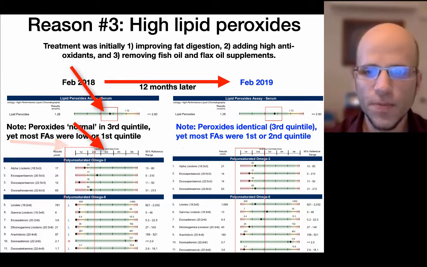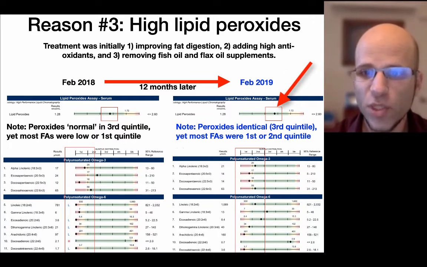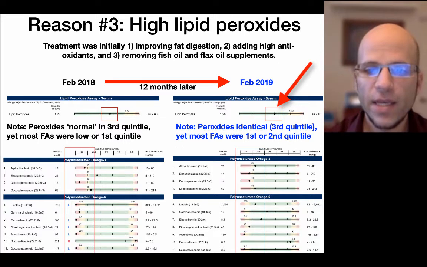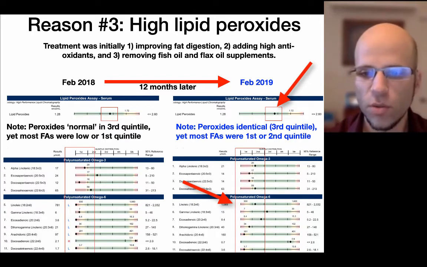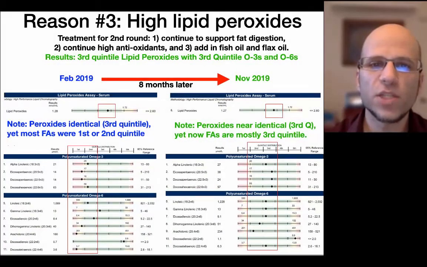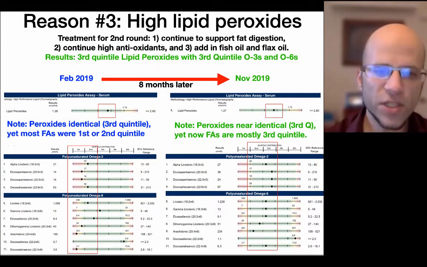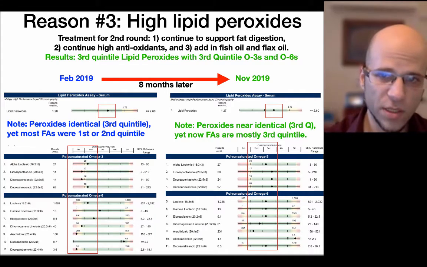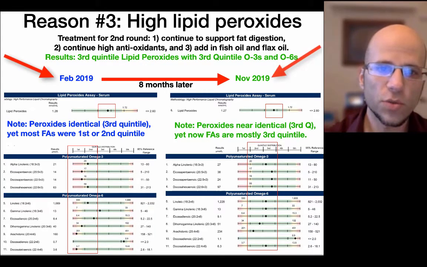So as you can see, 12 months later, his lipid peroxides are literally the same, 1.28. And his fatty acids have moved out of the low zone. They've all moved up by approximately 1 or so quintiles. Then we continued the treatment, and this is a comparison from February 2019 to 8 months later, November 2019.